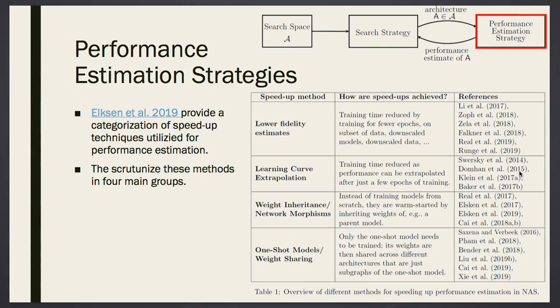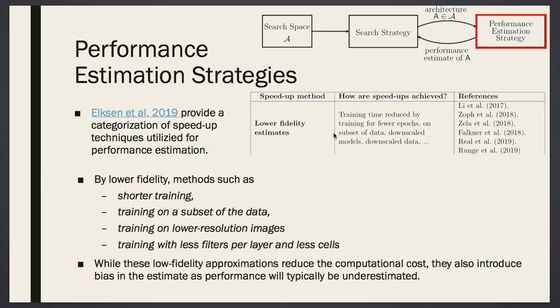Okay, what are those methods? We'll start with the first one, the lower fidelity estimates. By lower fidelity, we mean somehow making the fidelity of this training lower.